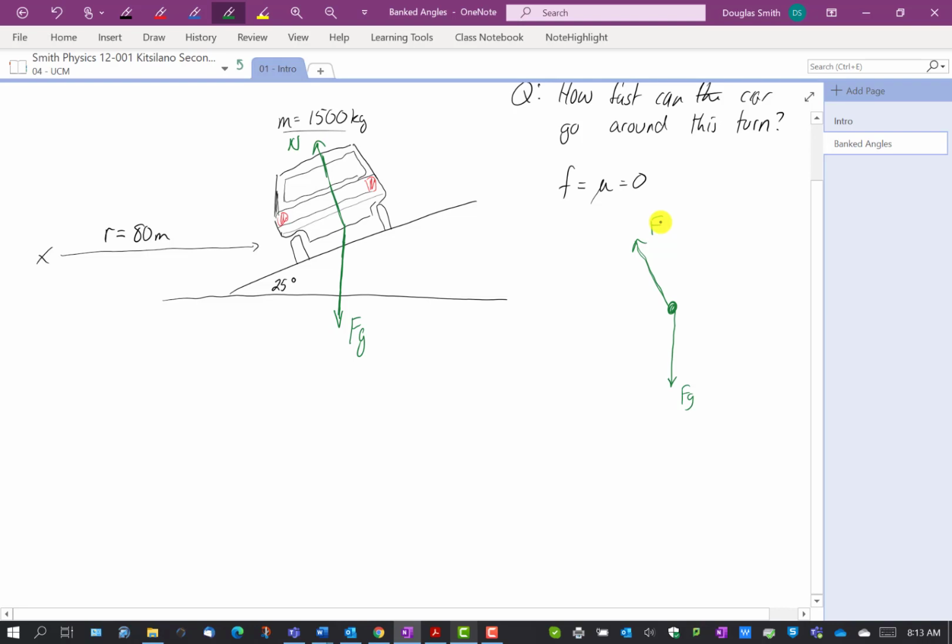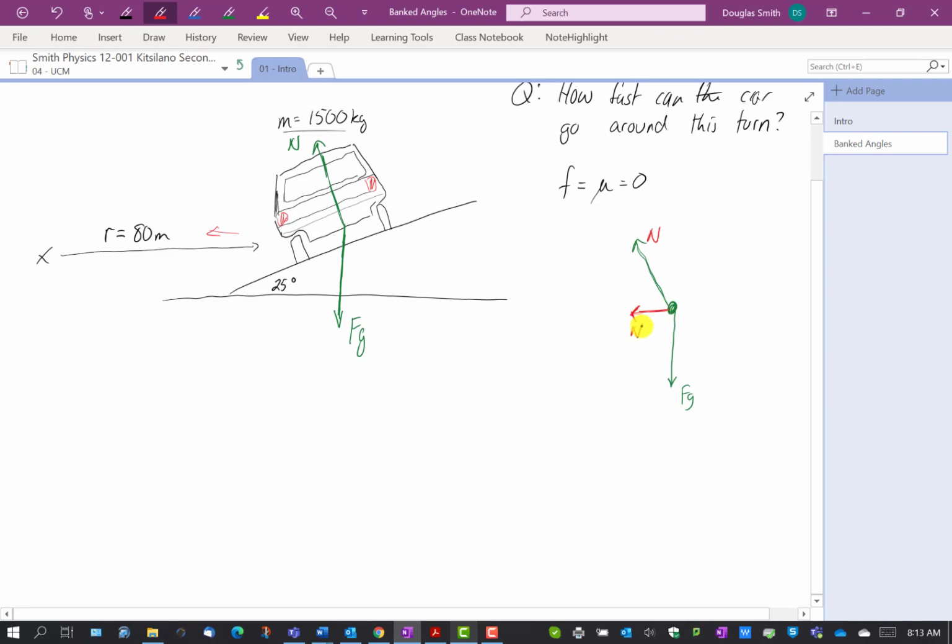In order for there to be circular motion, we need a force that's pointing towards the center of the circle. You could say, well, Fg is not pointing towards the center of the circle at all, but, sorry, that's supposed to be an N. But there is a component of this normal force that does point towards the center of the circle. That's this bit right there.